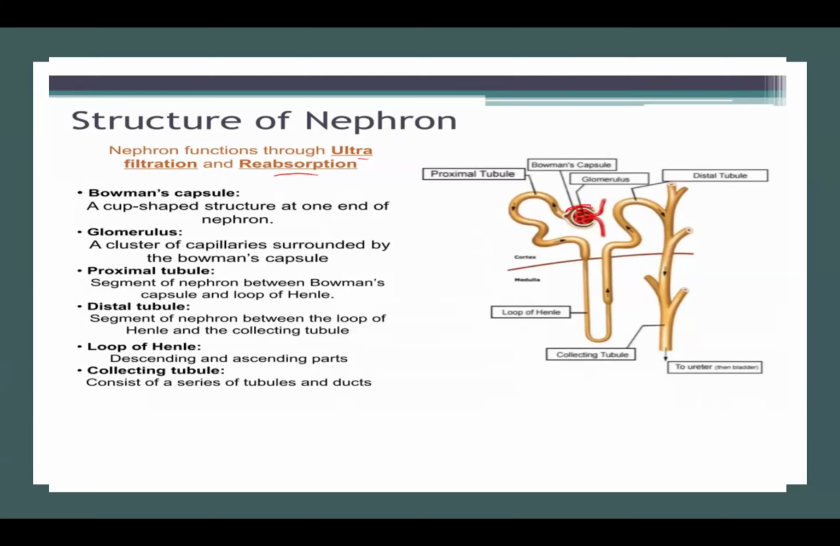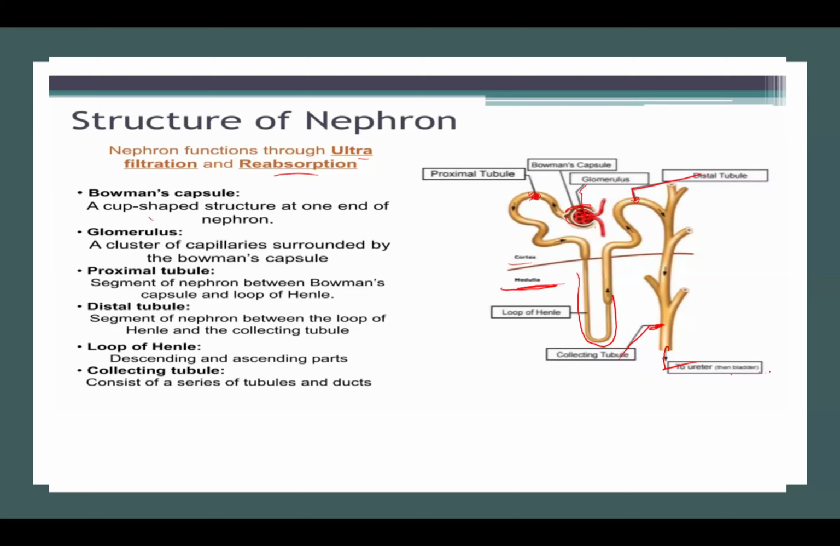Bowman's capsule. And what is inside it is called the glomerulus. This is the distal tubule. This goes to the ureter, and then to the bladder. This is the collecting tubule. This is the loop of Henle. In the kidney structure, under it are the medulla and cortex. And this is the proximal tubule. This is proximal, this is distal.